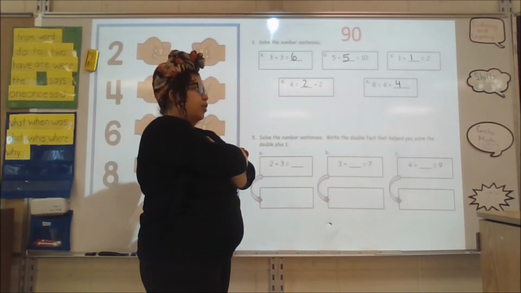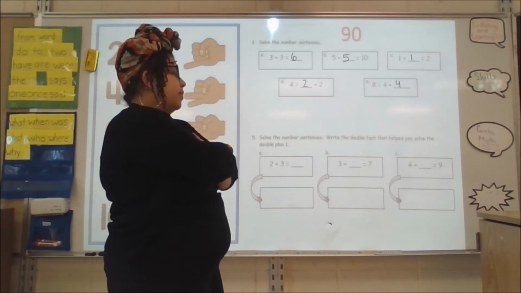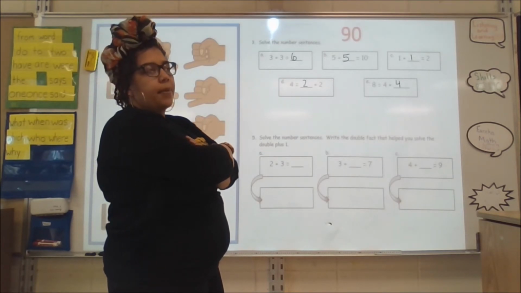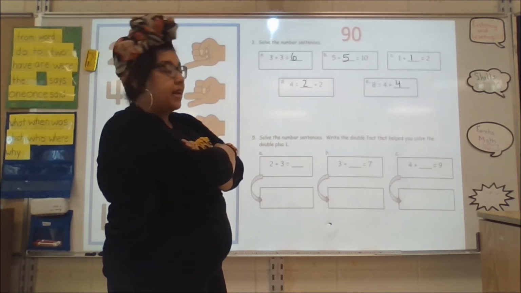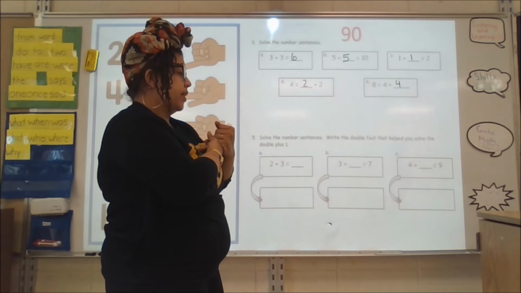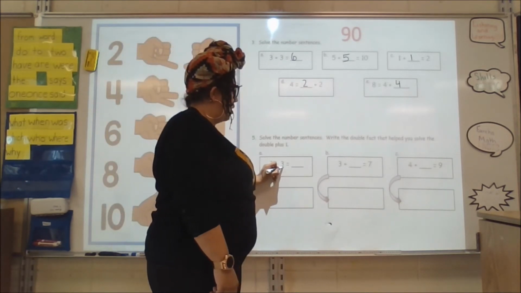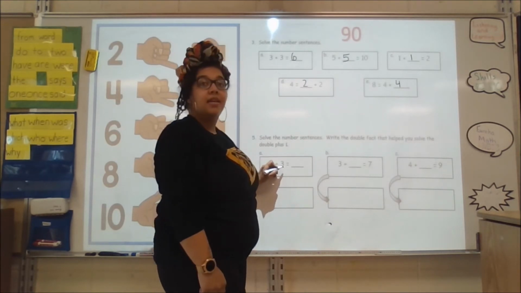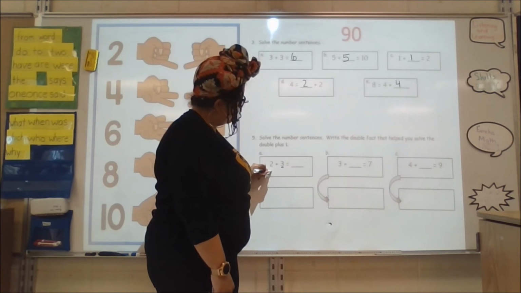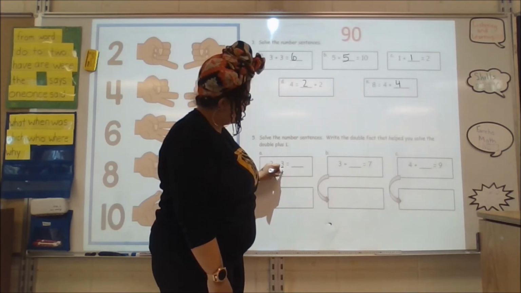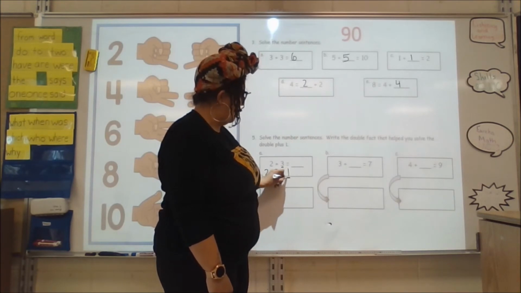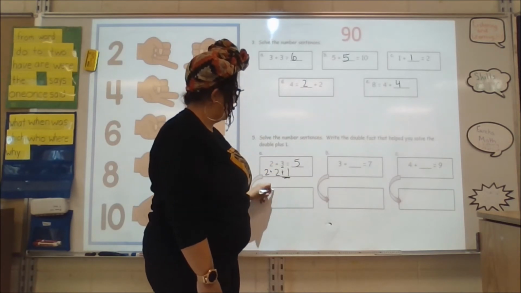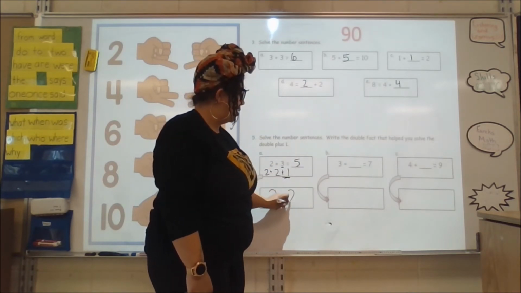Doubles plus 1, and we're going to write the double fact that helped us solve the double plus 1. So we're given 2 plus 3. What number sentence, which double, can I use to figure that out? What they want us to do is recognize that 3 is 2 plus 1 more. 2 plus 1 is 3, correct? Yes, so that means 2 plus 2 plus 1 more, that's my plus 1, is equal to 5, because we know the doubles fact, 2 plus 2.